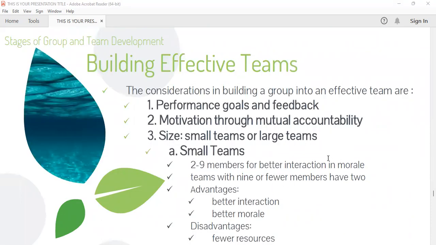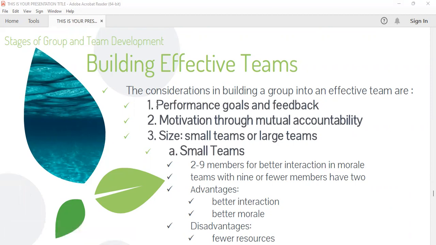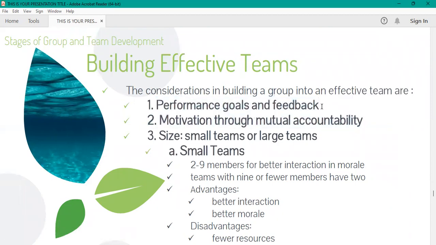How about building effective collaboration, building a group into an effective team? First, you need to have performance goals and feedback. So in every goal you need to achieve there should be a feedback. There should be a progressive assessment.